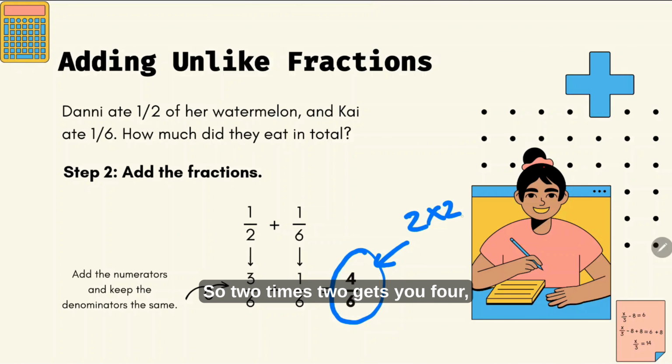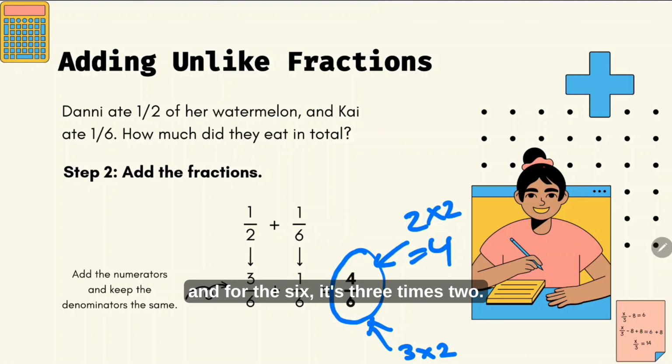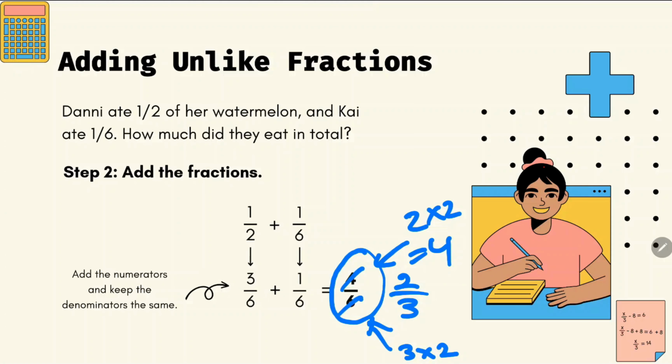So 2 times 2 gets you 4. And for the 6, it's 3 times 2. So this would be 2/3.